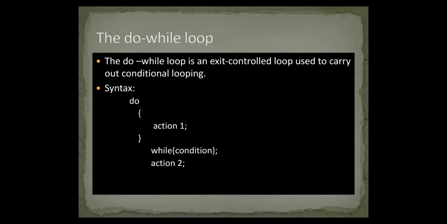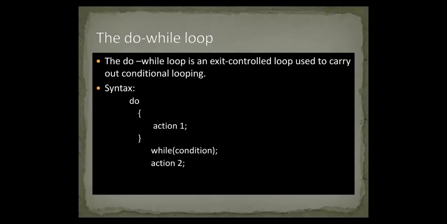Now this do while loop is an exit control loop, and it is used to carry out conditional looping. Conditional looping is nothing but some certain condition is given. Let us see the syntax. The do keyword, then one bracket is opened, action 1, the bracket is closed, while condition, and then action 2.